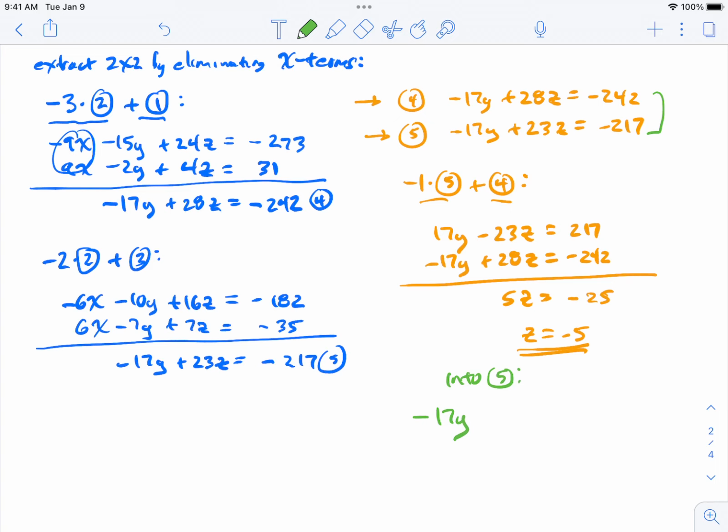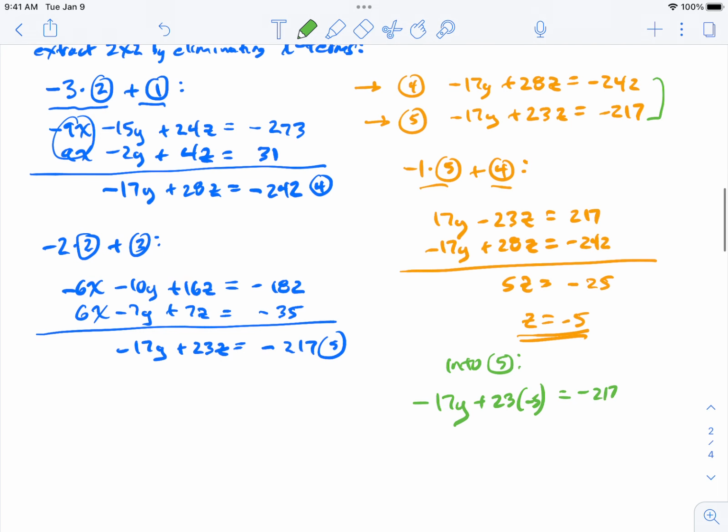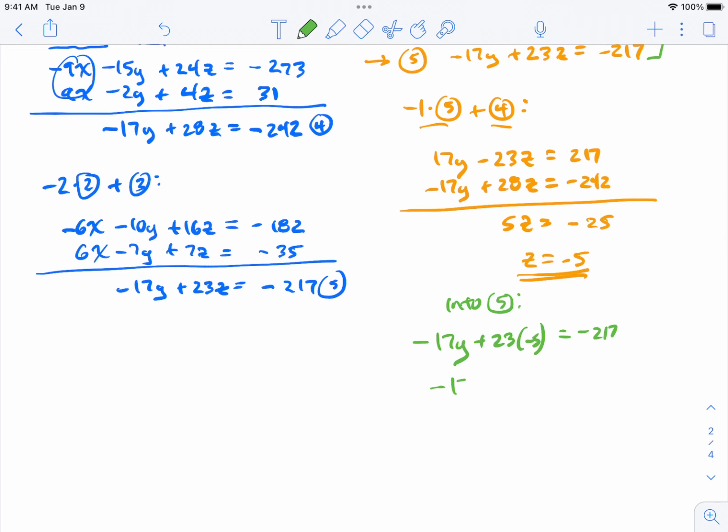But anyway, negative 17y plus 23 times z, but z is negative 5, equals a negative 217. So that's telling me negative 17y. This would become a negative 115 equals a negative 217. So if I add that 115 on both sides, I think I'll have a negative 102, won't I?